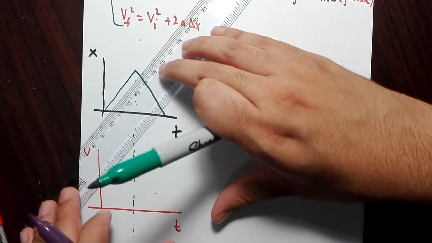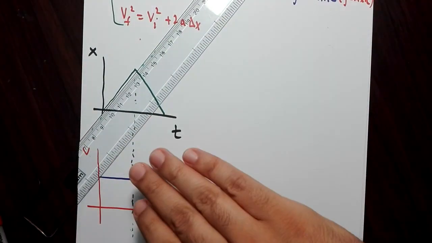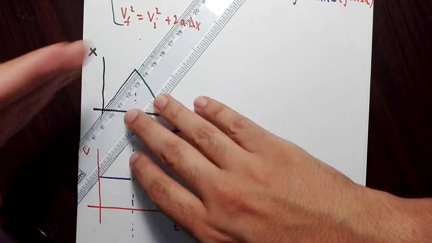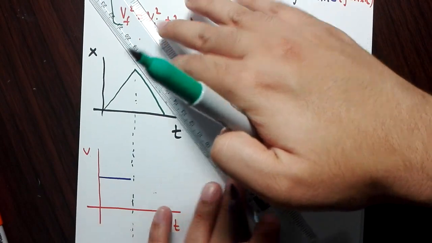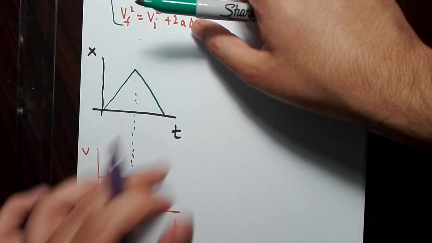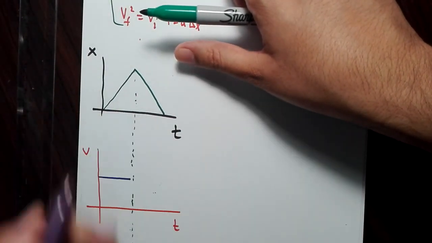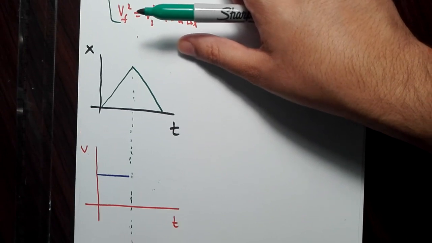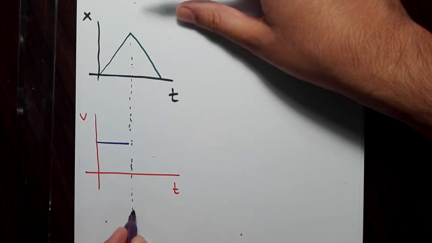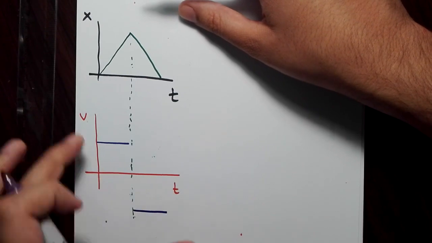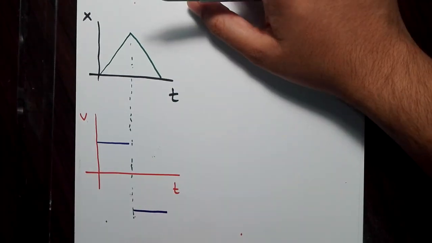You can remember it this way: if you're going from left to right, if you're going up the hill, it's positive slope. If you're going down the hill, it's negative slope, right? So this is negative slope, and one value of slope means one value of velocity. So you get this. So that's the velocity versus time graph.